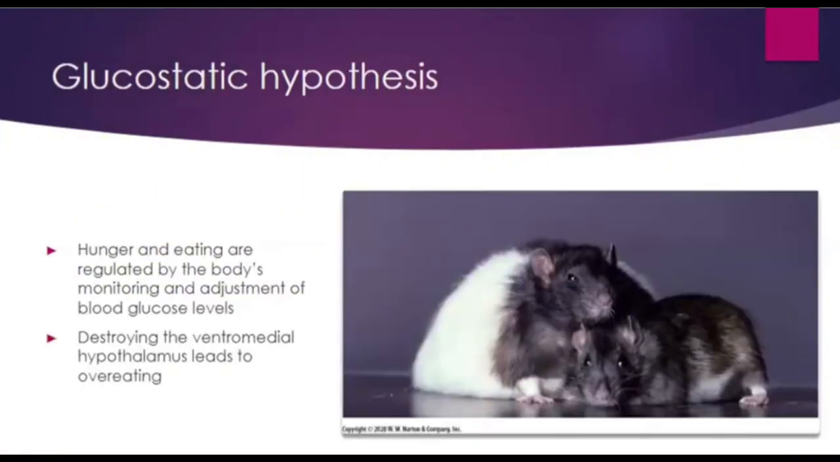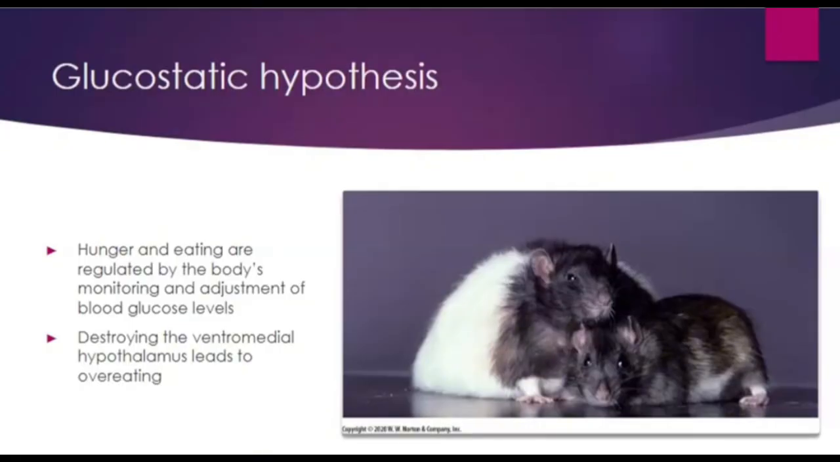So there's something called the glucostatic hypothesis. And this hypothesis is that hunger and eating are regulated by the body's monitoring and adjustment of blood glucose levels. So an example of this is there's a study with rodents and body weight. And so there's two rats here, one that's normal size and one that's definitely not normal size. The individual rat that isn't at a normal weight had its ventral medial hypothalamus destroyed or lesioned, and that led to overeating. So we're going to talk about why this is happening in the body. Why does the body allow this to happen?